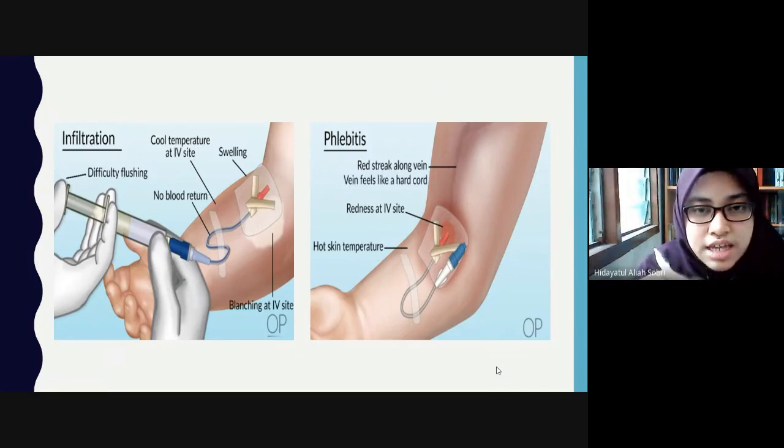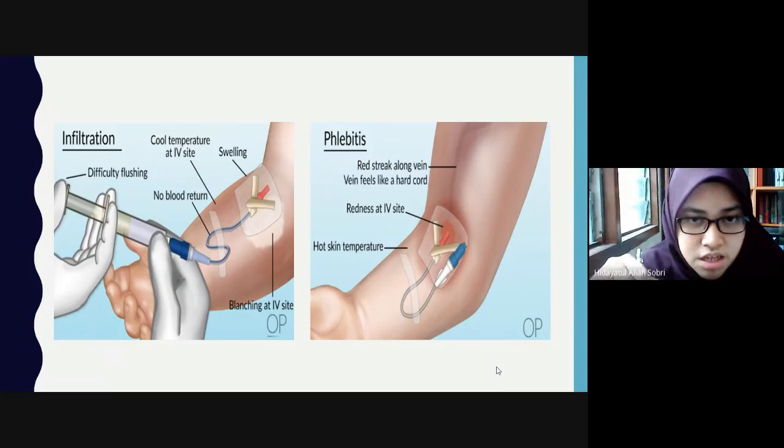And the next complication is phlebitis, which is due to the medication or fluid that we inserted. It causes inflammation at the vessel. So the signs include a red streak along the vein, the vein feels like a hard cord, redness at the IV site, and also hot skin temperature.